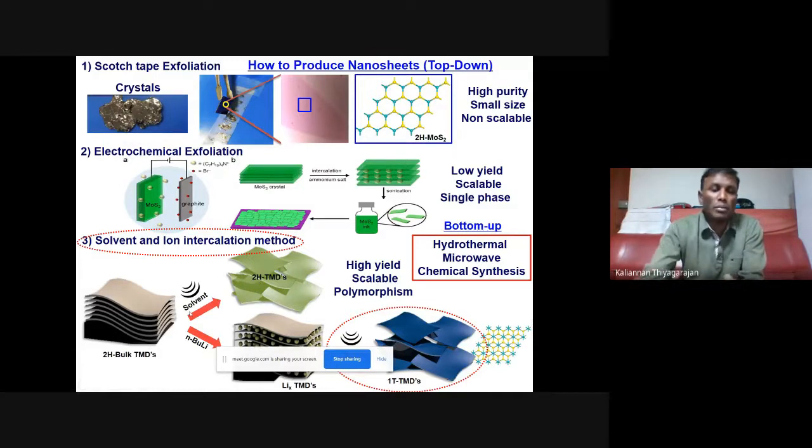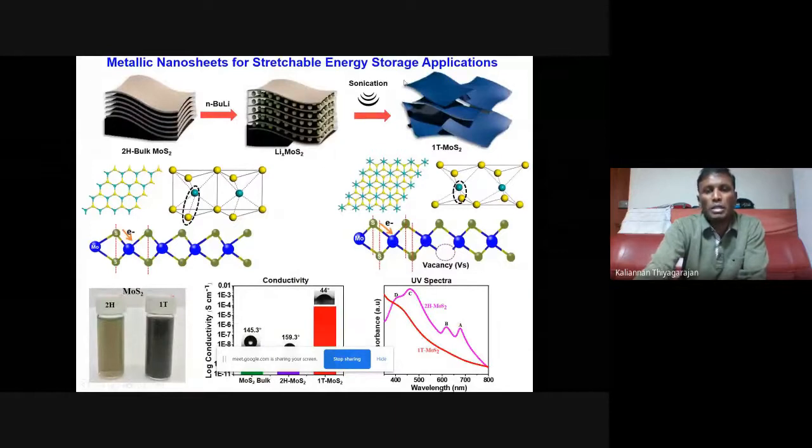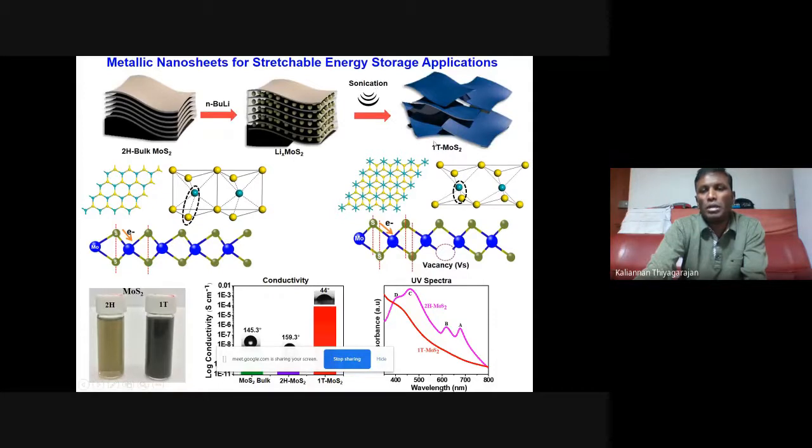Bulk means the phase will be bulk phase, meaning 2H phase. 2H stands for semiconducting, and 1T stands for metallic. This metallic phase will have a metallic property, like the conductivity will be very high, and their structure will be a little different. For example, you take this MoS2 and put n-butyl lithium, insert it inside, and then you sonicate, you will get the phase transferred material.